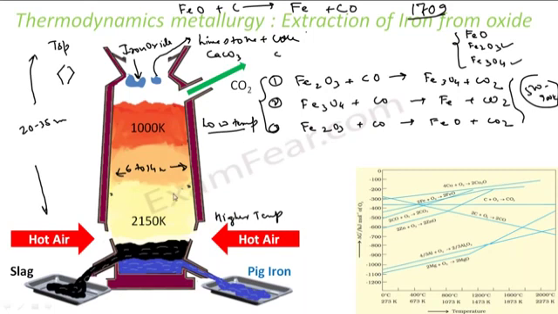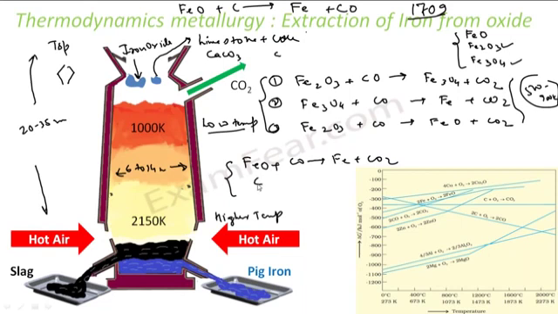Now at this higher temperature range, we have some more reactions. At this higher temperature range we have the reaction FeO, which we get here, plus CO gives Fe plus CO2. Fe is my pig iron.